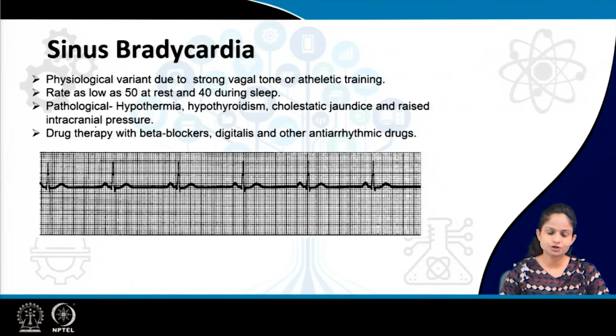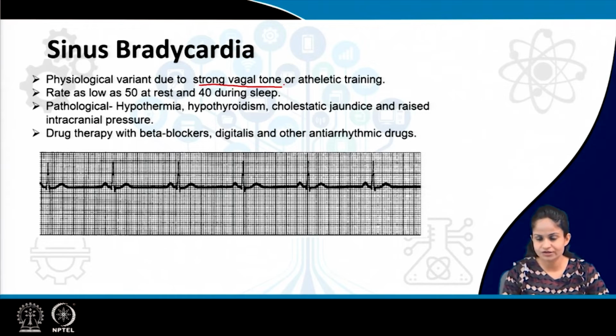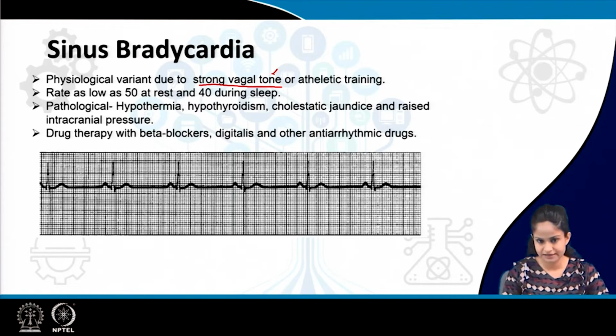Now, physiological variation occurs mainly in case of sleep, then in case of athletes who are trained persons. They usually have strong vagal tone. So, this strong vagal tone causes their heart rate to decrease below 60 beats per minute. The heart rate can go as low as 50 to 40 beats per minute. Now, this is because of mainly the strong vagal tone. This is physiological.